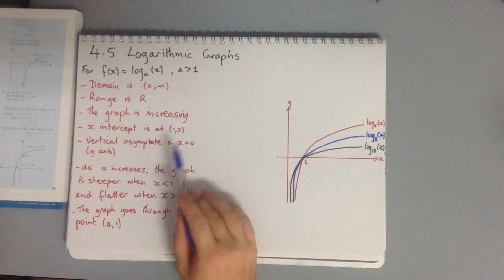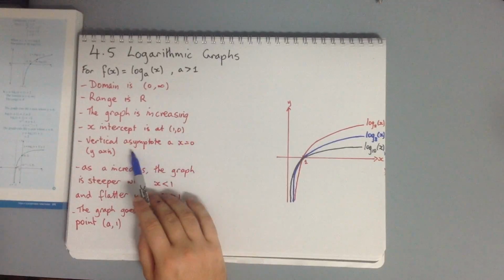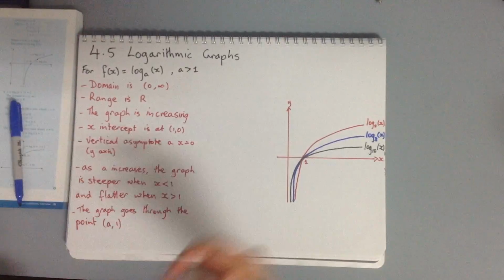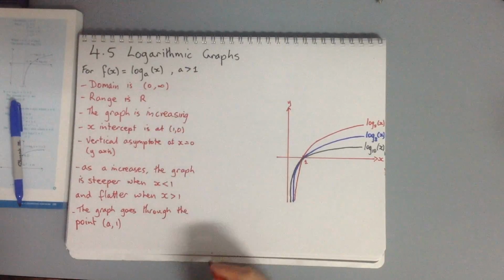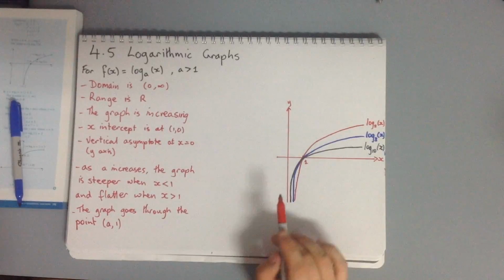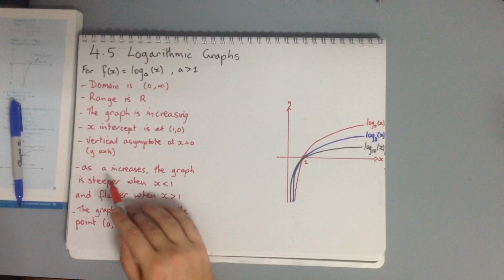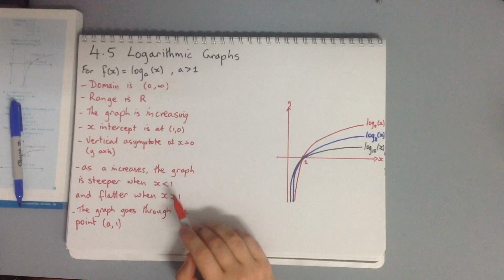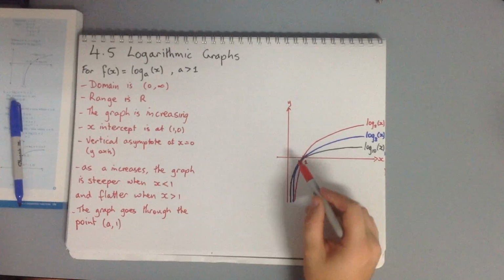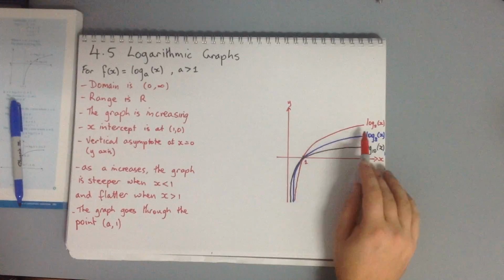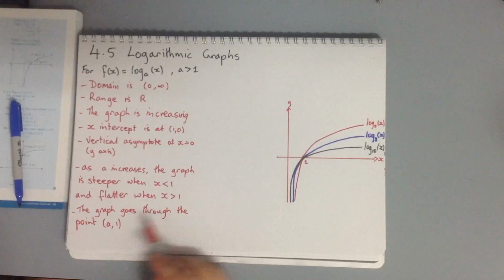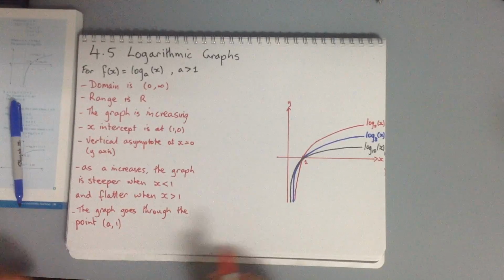Our x-intercept is at (1, 0), and we have a vertical asymptote at x equals 0, or our y-axis. So I actually have a vertical asymptote here. And as a increases, so our base number here, the graph becomes steeper in this section, but then it becomes flatter in this section. The graph also goes to the point (a, 1).